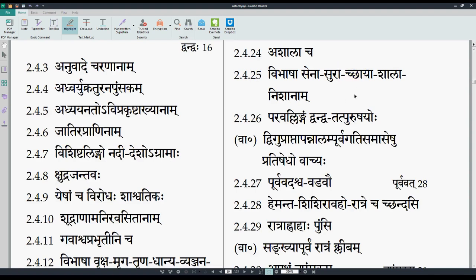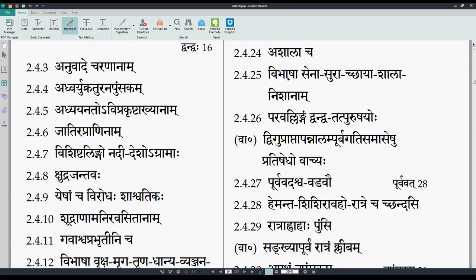This chakara here is a tugagama. That tugagama is a kidagama. And that kidagama, where is it going? It is going later. It has to go later. Therefore, the sthani is what? Akara here. Dirghat, this is the akara which is the sthani here, not chakara.